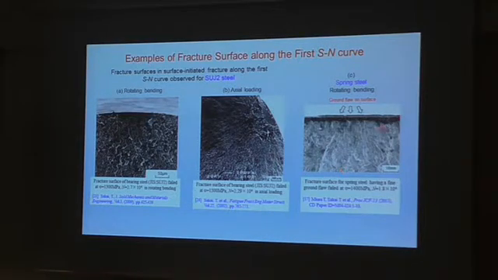The right-hand side indicates another example of the fracture surface of the spring steel, very high strength steel, in rotating bending. In this case, you can find very sharp and very fine surface flaws introduced in the process of machining and surface finishing.